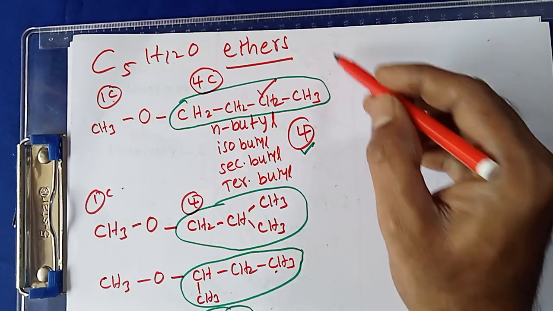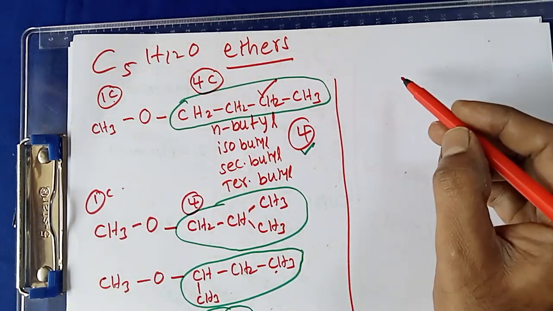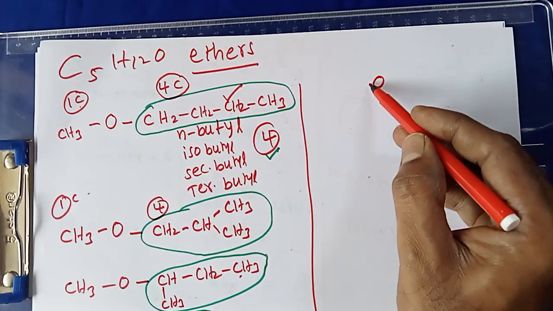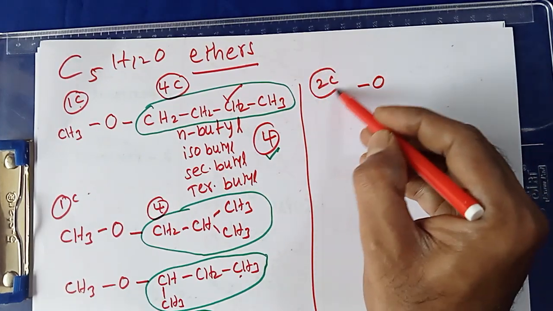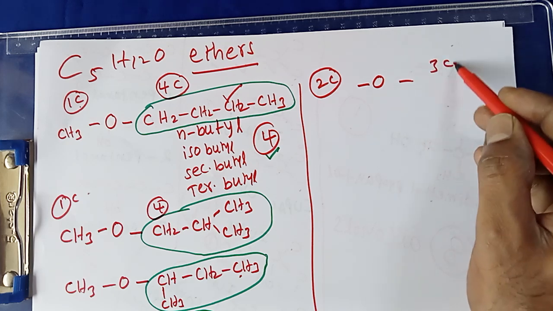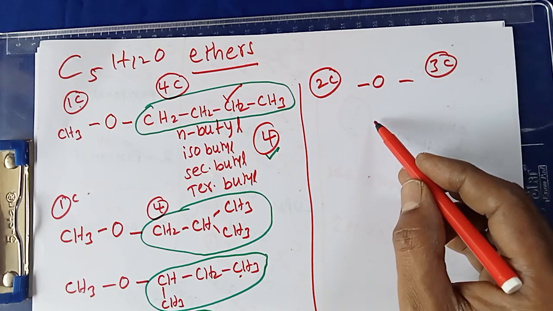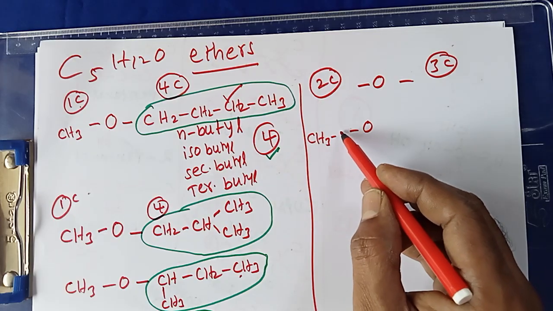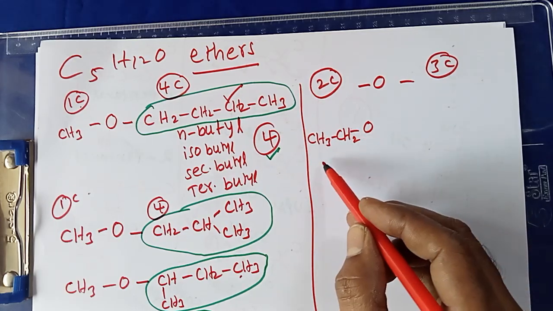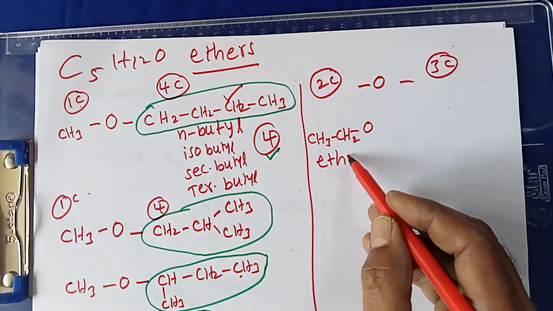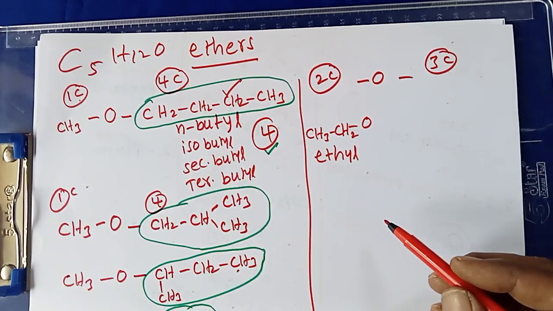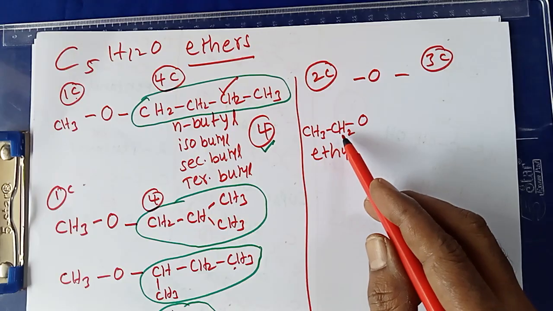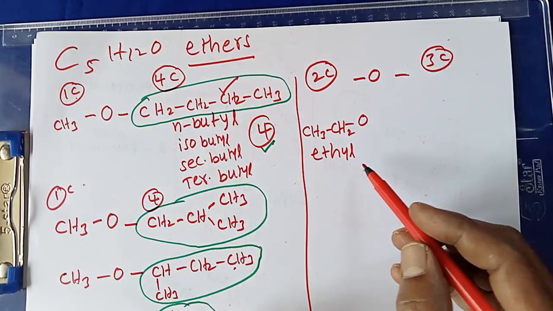2 carbons and 3 carbons, another possibility. Same here, oxygen. Here, how many carbons? 2 carbons. This side, 3 carbons. So you write down oxygen. 2 carbons means which group? CH3 and CH2. What is this group? Ethyl group only. By using 2 carbons, the alkyl is only 1.